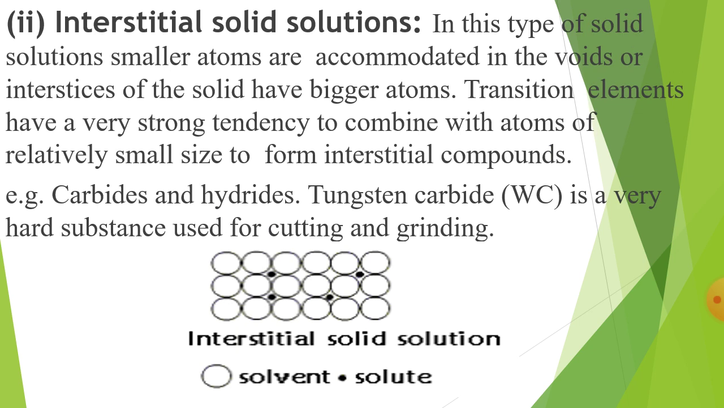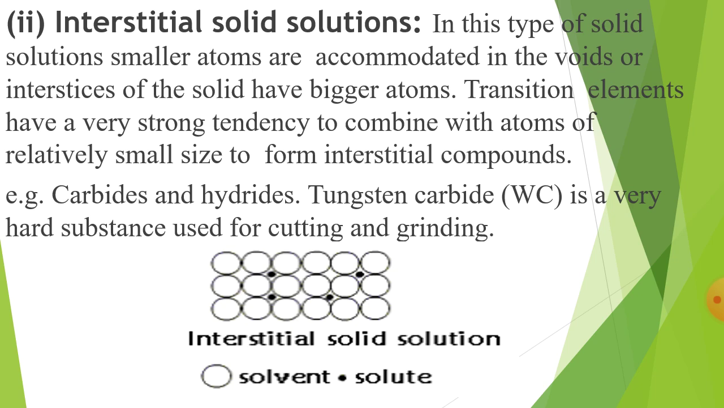Next, interstitial solid solutions. This word also came in chapter 1, interstitial sites or voids. Here, the void is occupied by small elements. That's why the solid solution is known as interstitial solid solution. In this type of solid solution, smaller atoms are accommodated in the voids, empty space or interstices of the solid having bigger atoms.